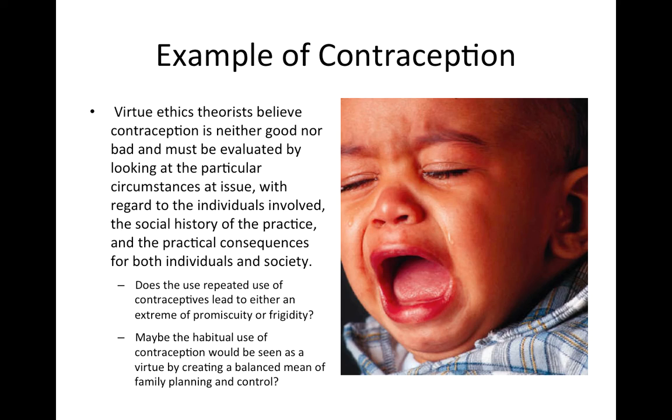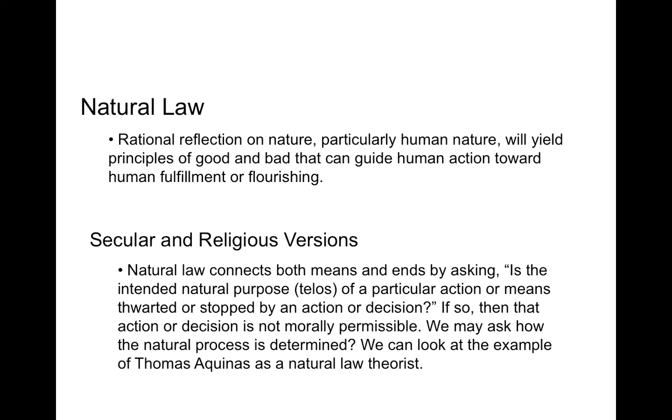We'll go back to our example of contraception. Virtue ethicists believe that contraception is neither good nor bad, but must be evaluated with a particular set of circumstances and over a period of time. What is the social history of these practices? What are the practical consequences for both individuals and societies? So for example, does the repeated use of contraception lead to an extreme form of behavior, either promiscuity or frigidity? Maybe the habitual use of contraception would be seen as a virtue by creating a balanced means of family planning and control. So again, it's not the individual decision about whether to use contraception or not, but how does this fit into a larger framework of behavior?